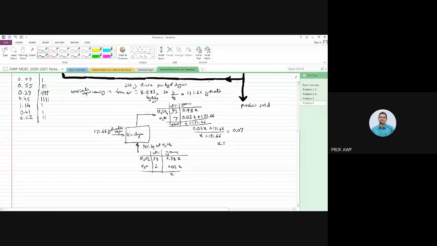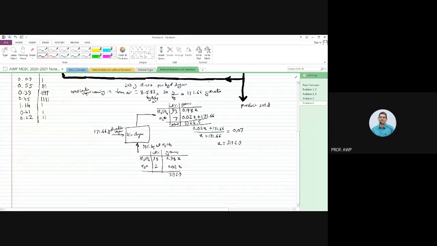Sir, 3192.8. 0.9. Oh. Yes, sir. It's fine. 3192.9 grams. So this is 3192.9 plus 171.66. This will become 3364.5 grams. So now we can go forward.